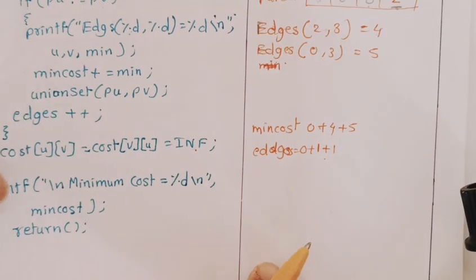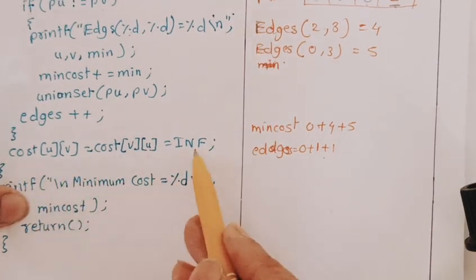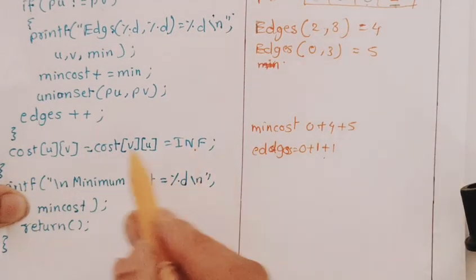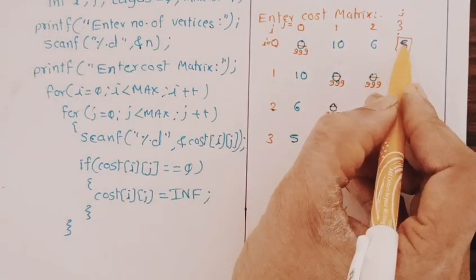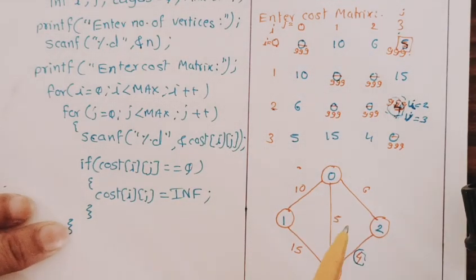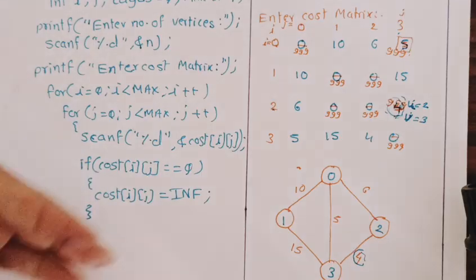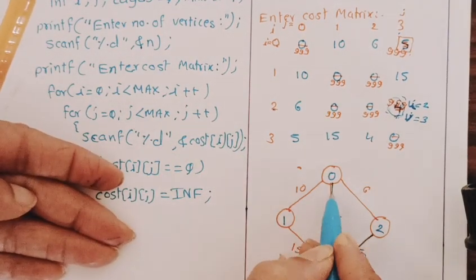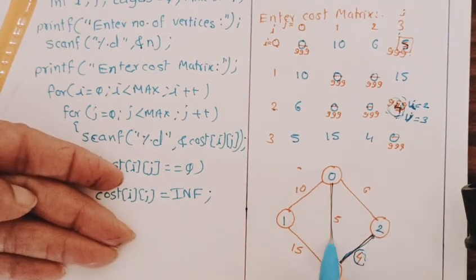Now next what we have to do? We have to replace that minimum cost. 5 will become INF. So you have to remove this, and the INF value is 999 here. Okay, next, what is the next minimum value here? 6 here. So this one is over. This one is 2 edges we selected.